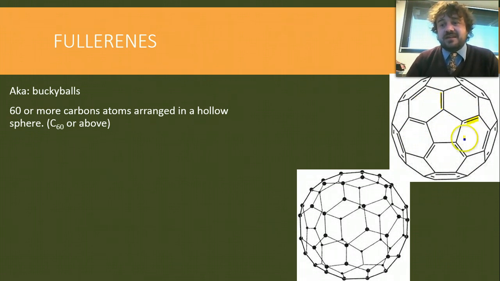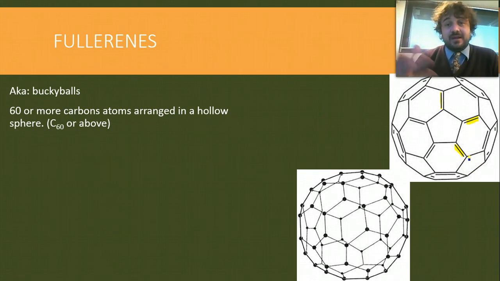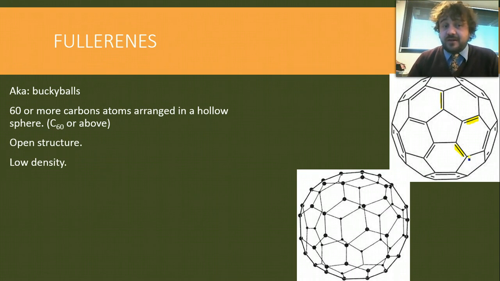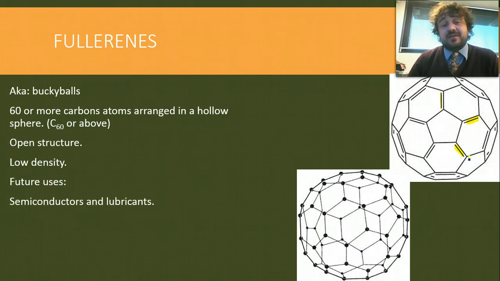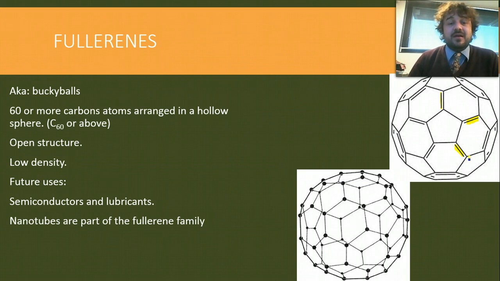You'll also see that there are these lines here. Now these are double bonds. We'll get into this more in a future video, but what that means is that between this carbon here and that carbon here, they're actually sharing 2 valence electrons each. And this means that there are no free electrons. So it has an open structure, very low density, and there are several future uses. For example, they may be useful as semiconductors or lubricants.